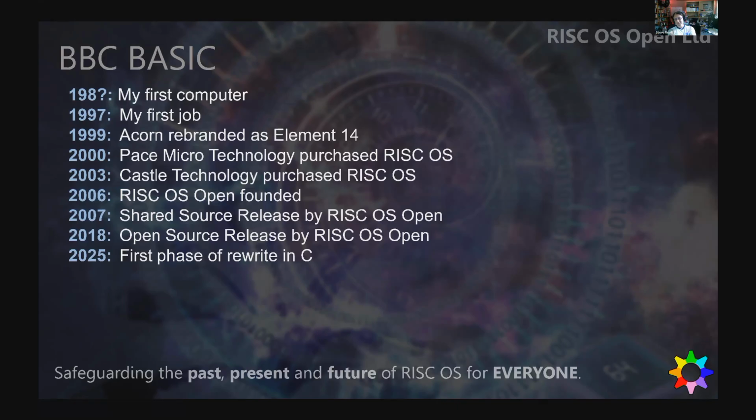But not long afterwards, Acorn reinvented itself as Element 14, which was very short-lived. It was just part of some financial maneuverings, I think. And Pace Micro then purchased Acorn and purchased RISC OS with it. And not long after, they essentially made everyone redundant.